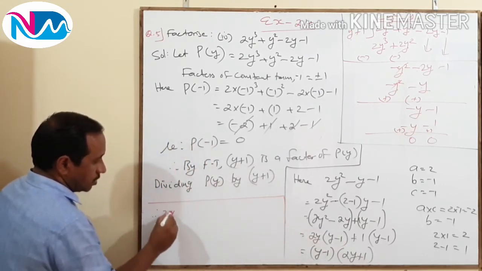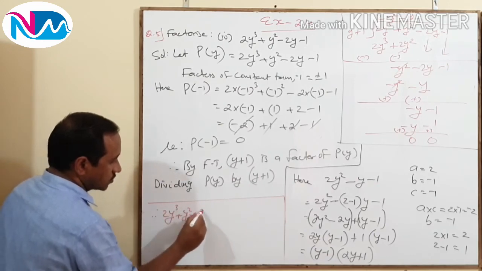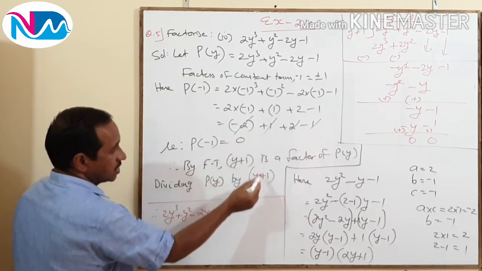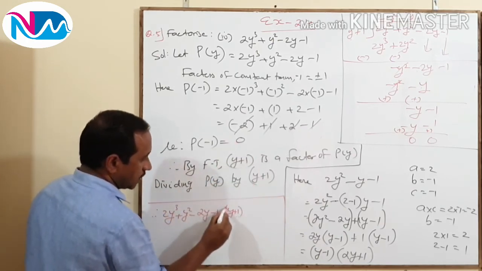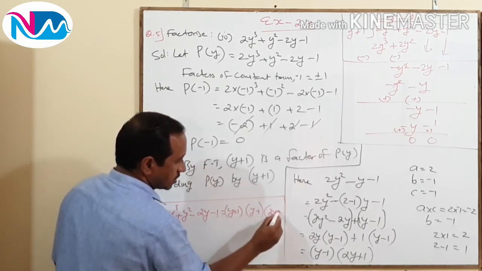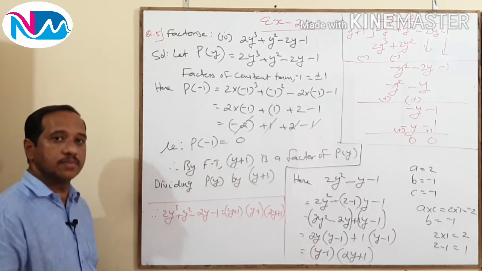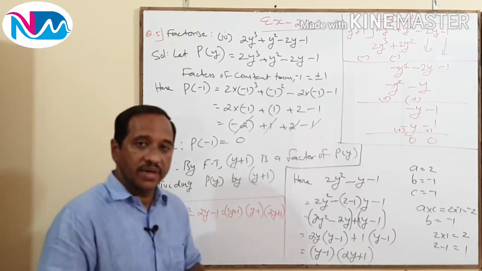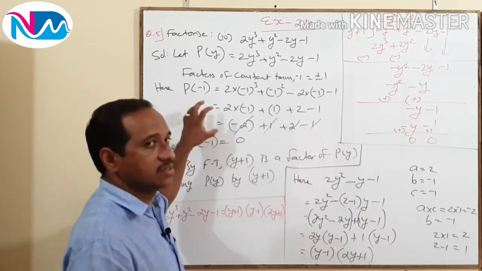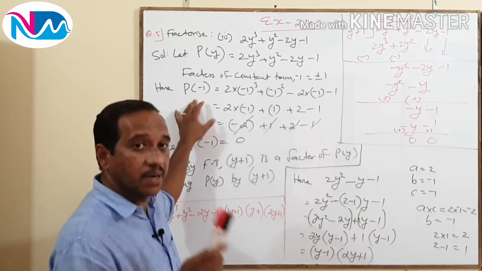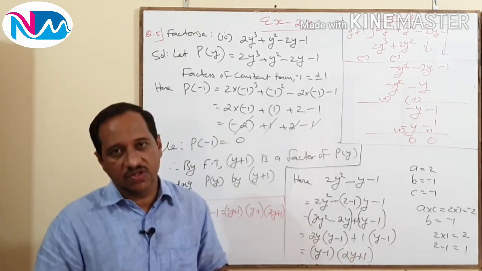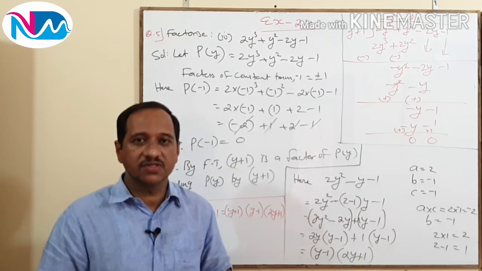Therefore 2y cube plus y square minus 2y minus 1, on factorizing, we get the first factor is y plus 1, second factor is y minus 1, third factor is 2y plus 1. This is how we can factorize a cubic polynomial by using factor theorem as well as by splitting the middle term. So with these two questions I wind up today's class.